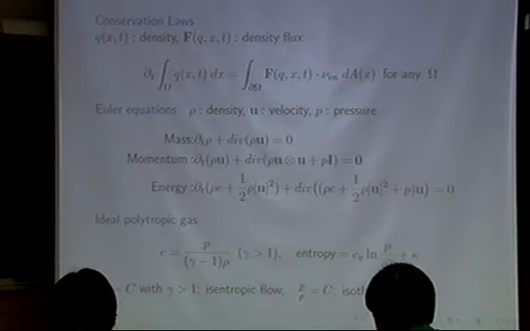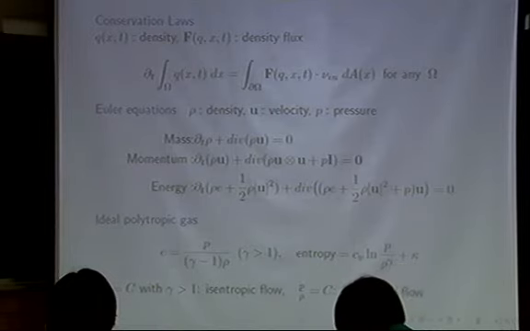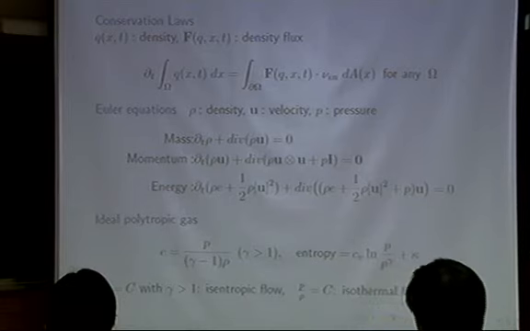One special case is where gamma is equal to 1, which gives a special flow, the so-called isothermal flow. But in general, I will stick to the case where the constant gamma is greater than 1. For example, air has a constant gamma of about 1.4.